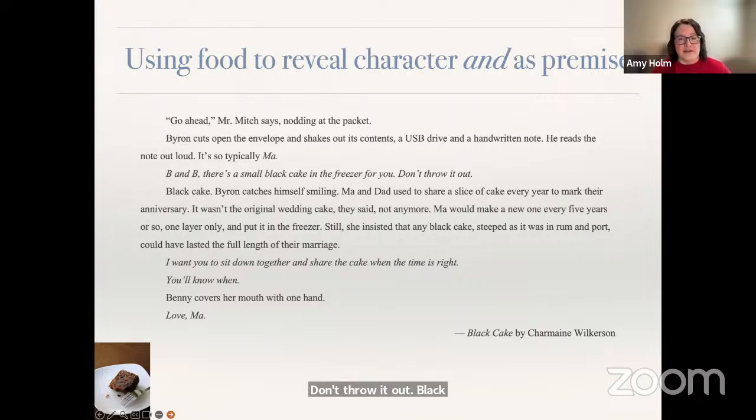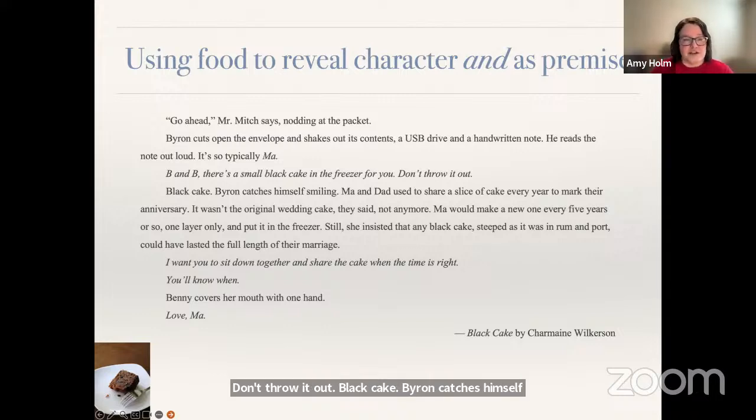Byron catches himself smiling. Ma and Dad used to share a slice of cake every year to mark their anniversary. It wasn't the original wedding cake, they said, not anymore. Ma would make a new one every 5 years or so, one layer only, and put it in the freezer. Still, she insisted that any black cake, steeped as it was in rum and port, could have lasted the full length of their marriage. I want you to sit down together and share the cake when the time is right. You'll know when. Benny covers her mouth with one hand. Love, Ma.